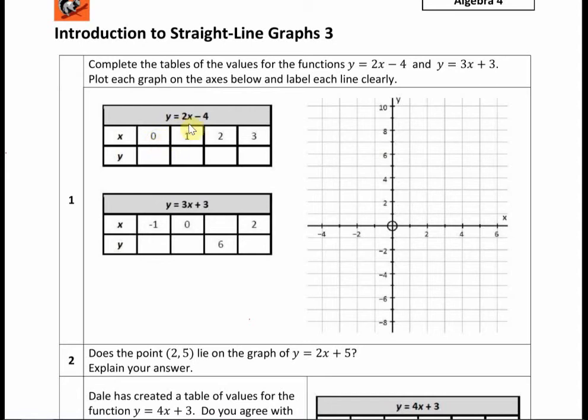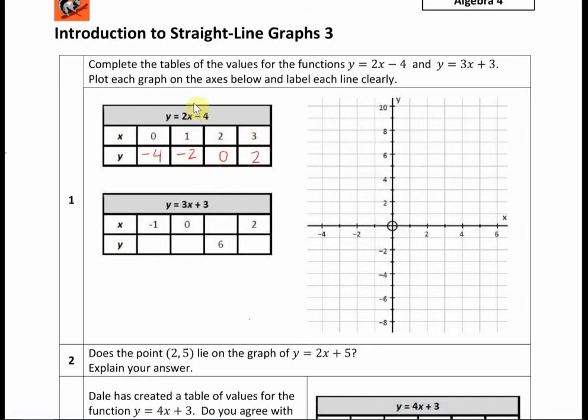So 2 lots of 0 would be 0, take away 4 would give us minus 4. Okay, 2 lots of 1 would be 2, minus 4 is minus 2. 2 lots of 2 would be 4, minus 4 is 0. You're probably starting to see the pattern now, it's going up in 2s. Let's just check that with this last one. 2 lots of 3 would be 6, take away 4 gives us 2.